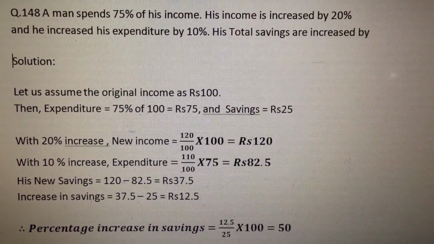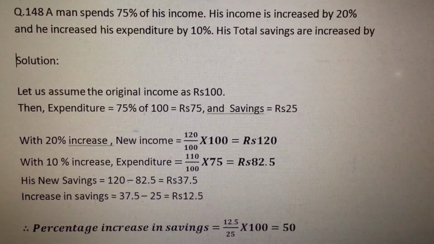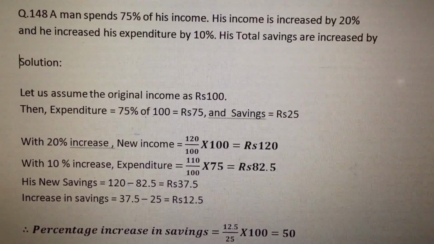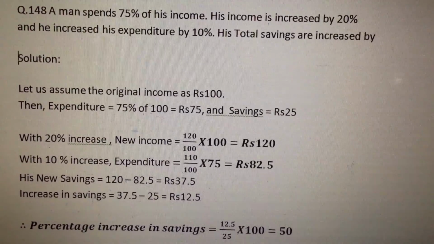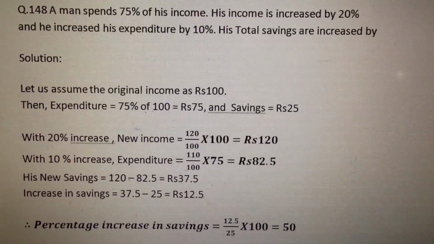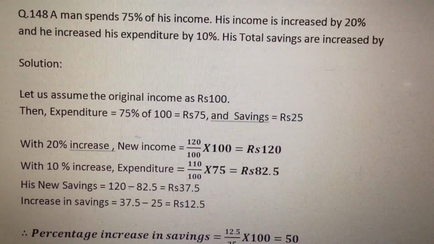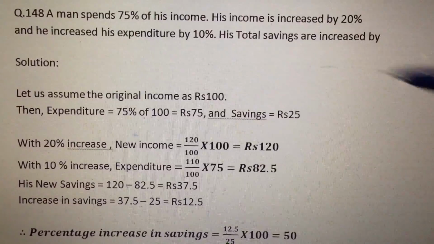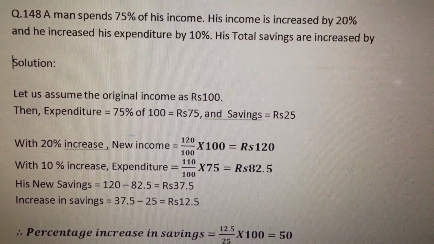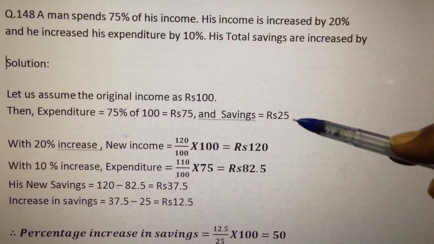Next question. A man spends 75% of his income. His income is increased by 20% and he increased his expenditure by 10%. His total savings are increased by. Let us see the solution. Let us assume the original income as 100 rupees. And out of 100 rupees, 75% is his expenditure. And his savings is 100 minus 75, which is equal to 25 rupees.